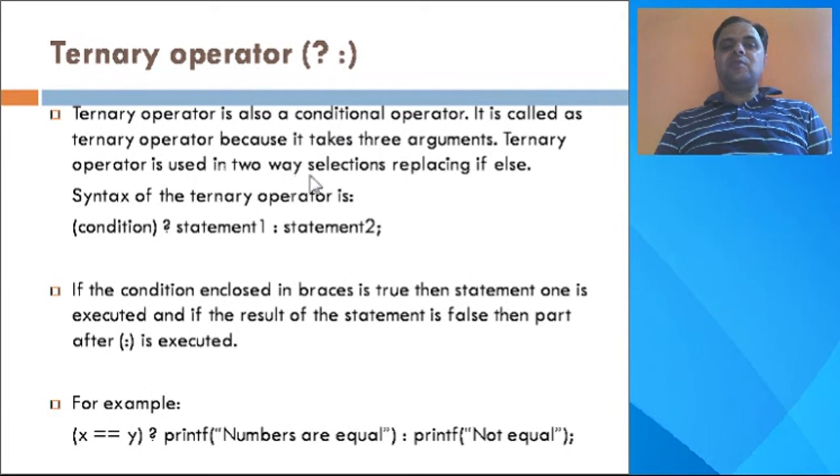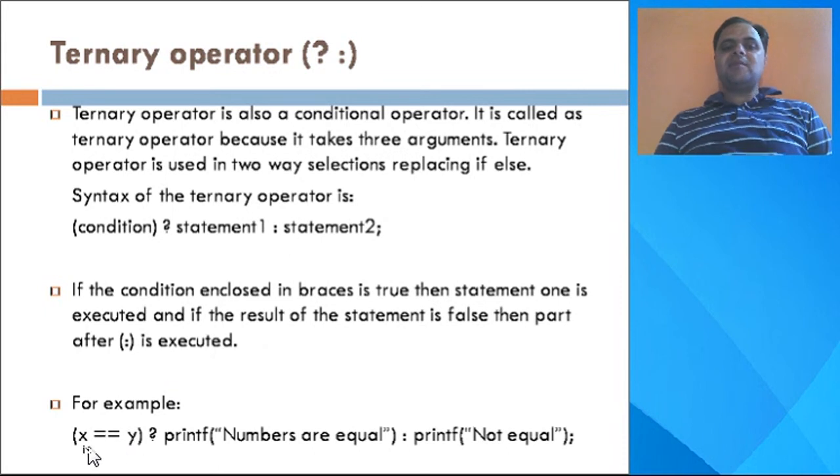The ternary operator is used in two-way selection, replacing if else. So in place of if else we can use the ternary operator. The syntax of a ternary operator is condition question mark statement 1 colon statement 2. If the condition is true, statement 1 will be the result of the overall expression, and if the condition is false, then statement 2 will be the result. So if the condition enclosed in braces is true, then statement 1 is executed, and if it is false, then the statement after the colon, statement 2, is executed.